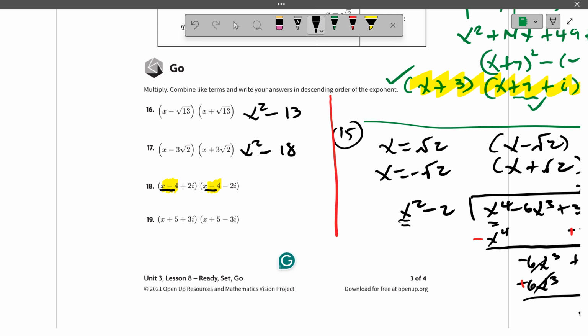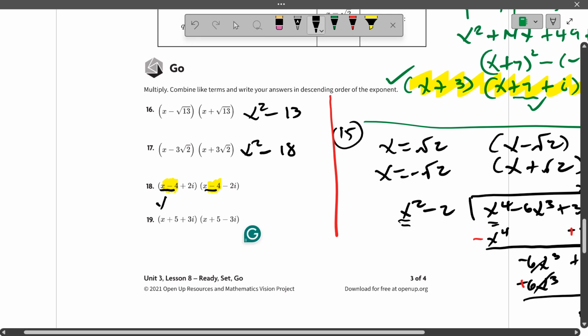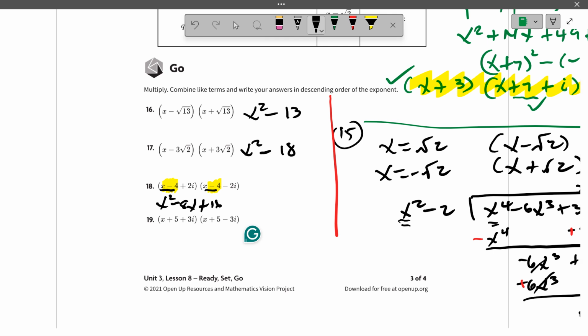So when I multiply x minus 4 times x minus 4, which is x squared minus, I'm sorry, x squared minus 8x plus 16. And then what? Minus 4i squared, right? Because 2i times 2i is 4i squared. But what's 4i squared worth? Negative 4i squared, I should say, is actually worth 4. Because i squared is negative 1. Negative 1 times negative 4 is 4.